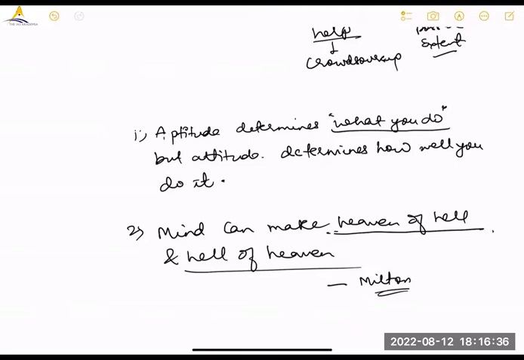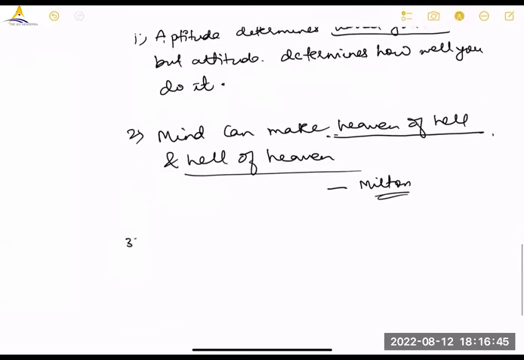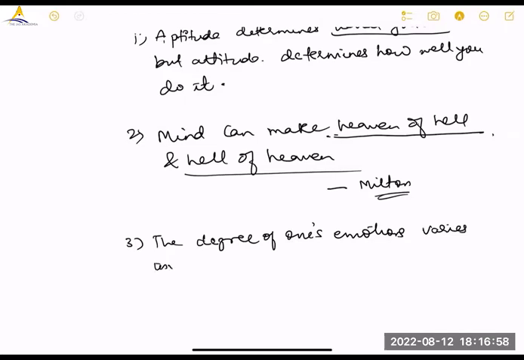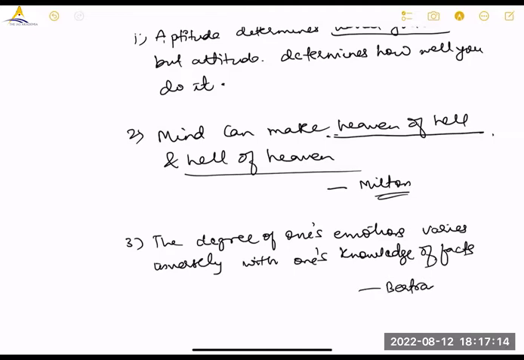So one more quote you can write. There are tens, hundreds of quotes. See, write one line. The degree of one's emotions varies inversely with one's knowledge of facts. Bertrand Russell. Is it true? If you know the correct facts, you will be less emotional.